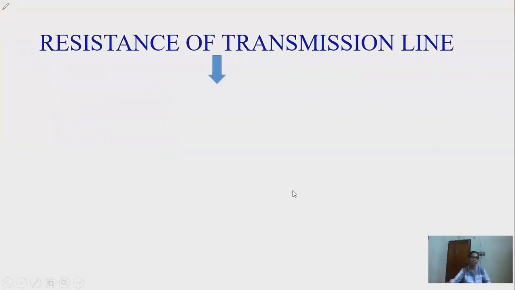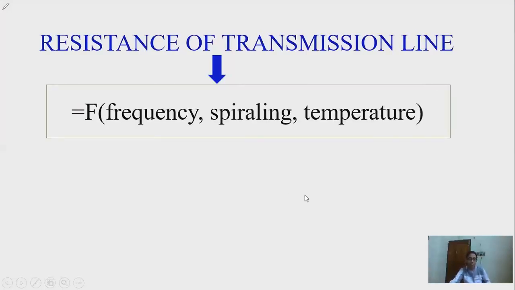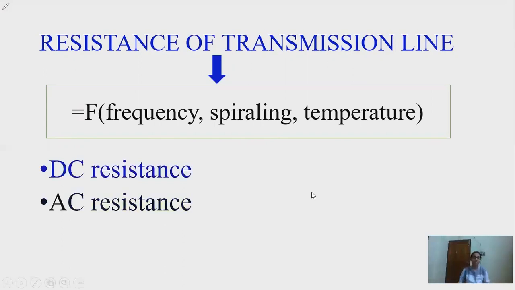Let's consider first the resistance of the transmission line. Before going to the resistance, all of us know that there are two types of supply: one is the DC supply and the other is the AC supply. Depending upon the supply, the resistance can also be classified as DC resistance and AC resistance. While considering DC or AC resistance, the frequency is automatically under consideration. So resistance is a function of frequency, spiraling, and temperature.